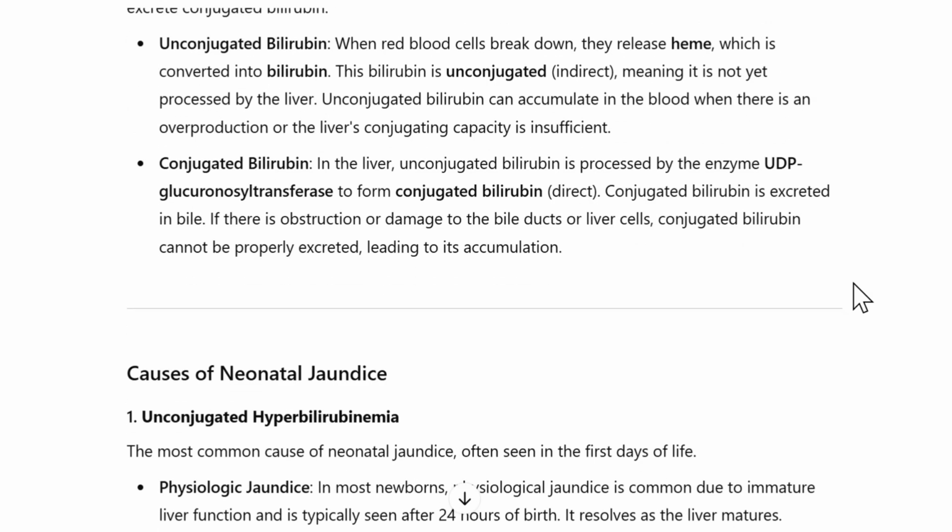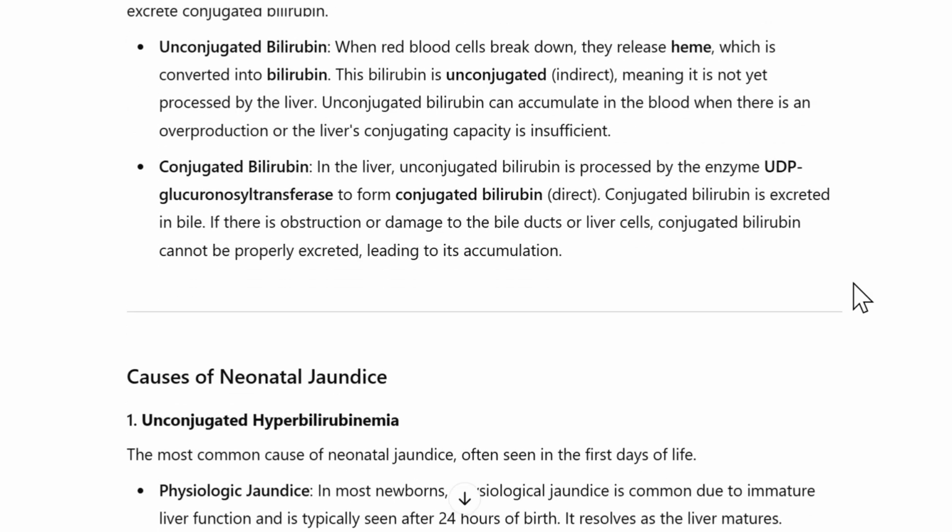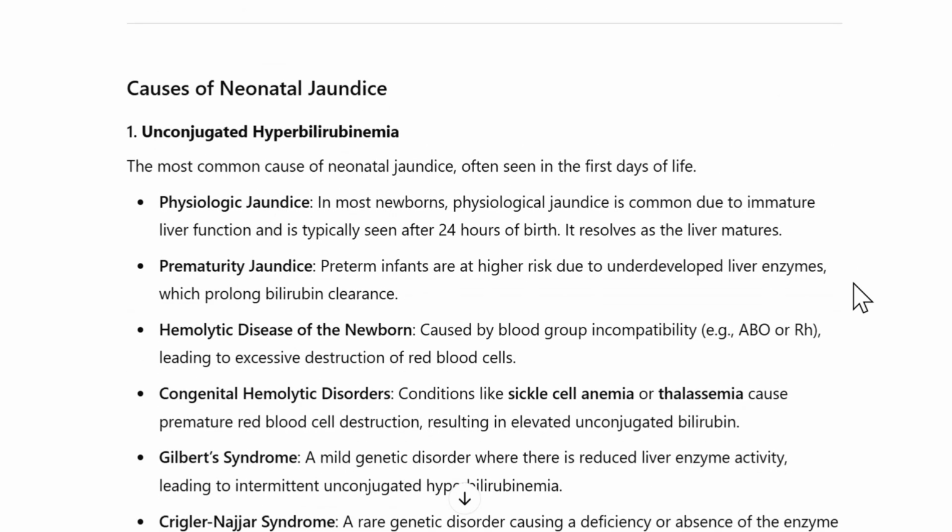Conjugated bilirubin. In the liver, unconjugated bilirubin is processed by the enzyme UDP-glucuronosyl transferase to form conjugated, or direct, bilirubin. Conjugated bilirubin is excreted in bile. If there is obstruction or damage to the bile ducts or liver cells, conjugated bilirubin cannot be properly excreted, leading to its accumulation. Causes of neonatal jaundice.